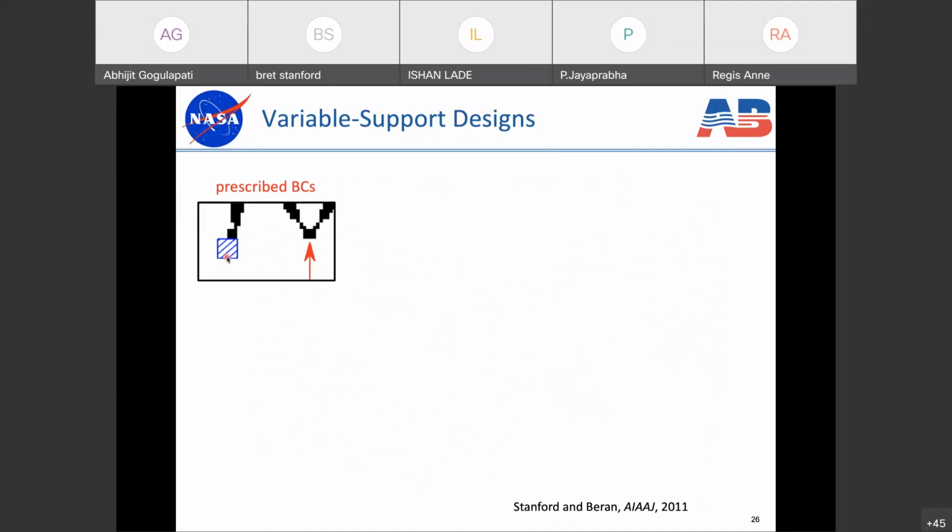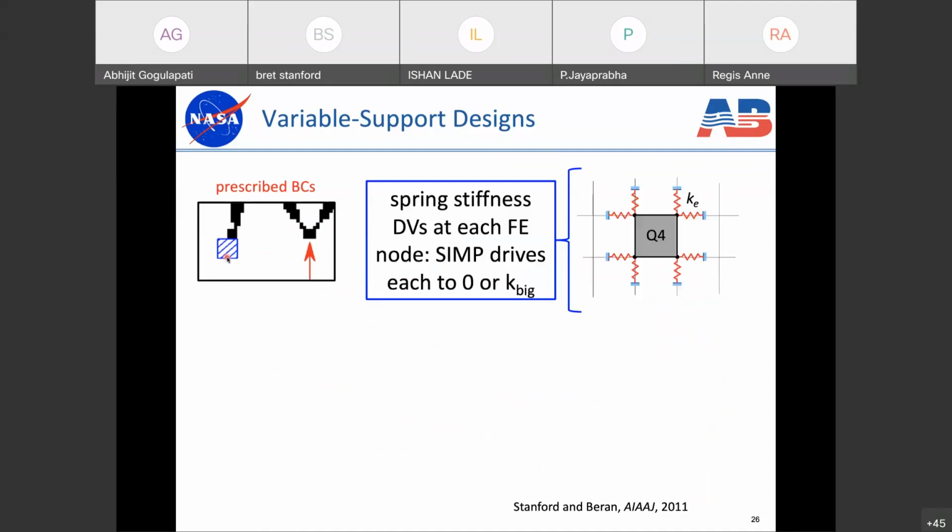And so the way that we can do this is we attach springs to the four corners of every single finite element. So every finite element has these 8 springs attached to it. And these spring values can take on one of 2 values. The stiffness values can be 0, which means they're not there, or they can be some really large stiffness value. We'll call it K big. And K big is so large that these springs basically become rigid, and this finite element basically becomes a boundary condition. So these springs are design variables.